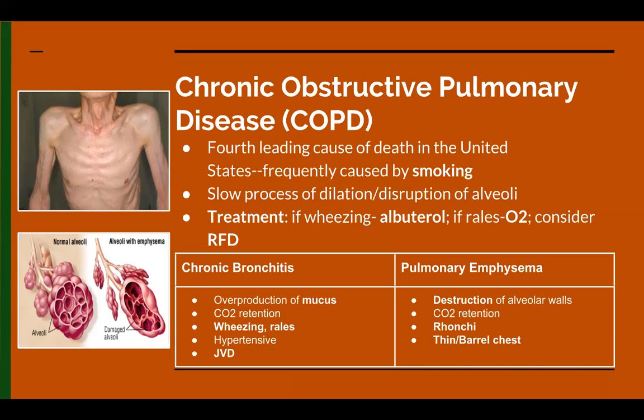And then for chronic bronchitis, which is basically just a lot of mucus, you're likely to hear wheezing and rales. You would administer, if you heard wheezing, a dose of albuterol, and then oxygen if there's rales. They might also present hypertensive and then with JVD, like the CHF patients.